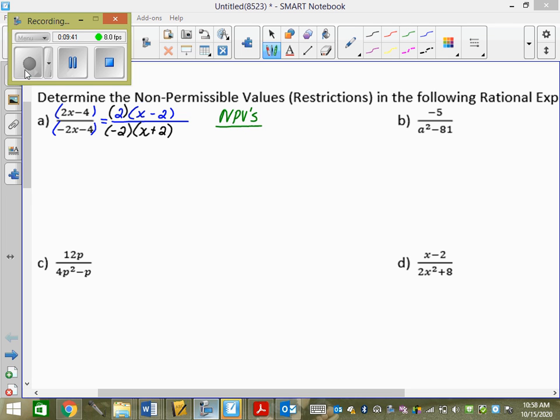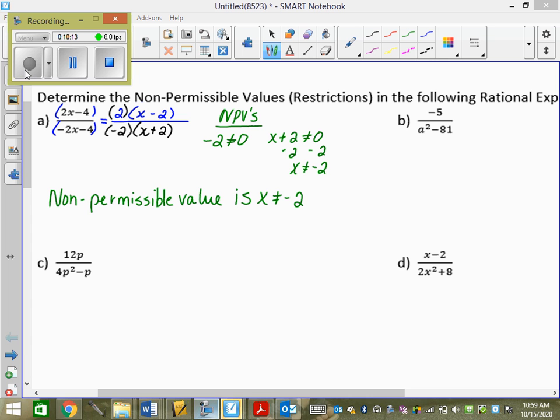So, I'm going to take -2, and I'm going to set it not equal to 0. That's a true statement, but it doesn't give me a non-permissible value because there's no variable. So that's good, but it's not a non-permissible value. And then we have x plus 2 cannot equal 0. We subtract 2 over and we get x cannot equal negative 2. So my non-permissible value, which they can also call a restriction, is x cannot equal negative 2. They can call it a restriction as well. Okay, the next one.